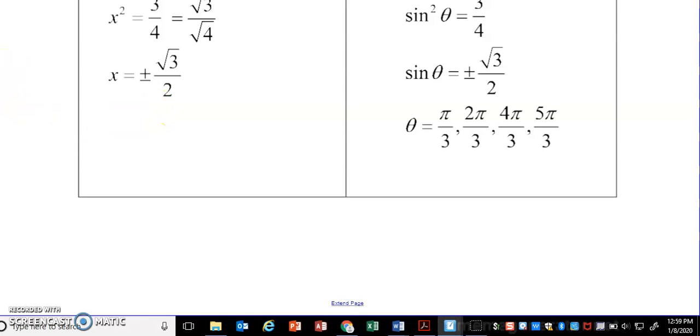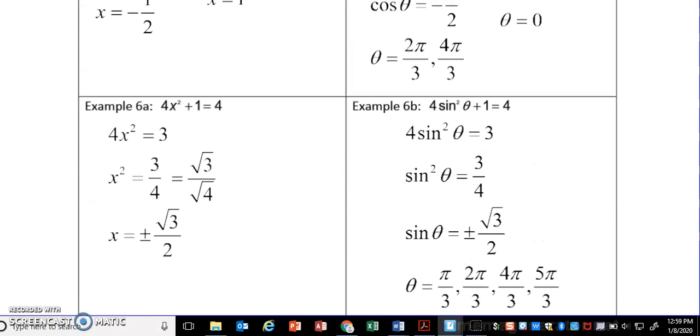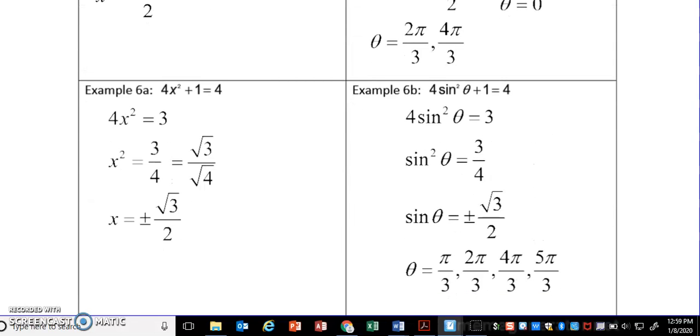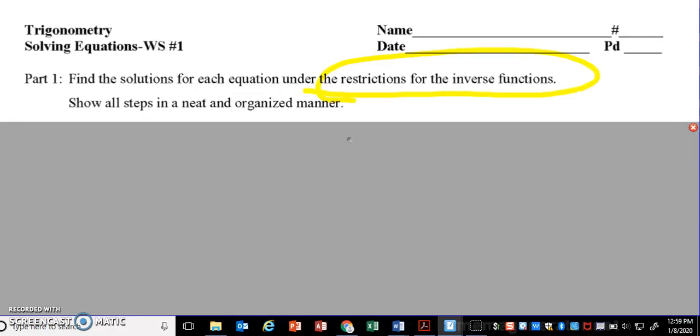Again, if you need to pause and go back, that is fine. I encourage you to do so. So as you look at the practice worksheet 1, 2 things I need you to notice. 1, part 1, you are indeed using the restrictions. So that's going to be sine restricted to 1 and 4, tangent restricted to 1 and 4, and cosine restricted to 1 and 2.